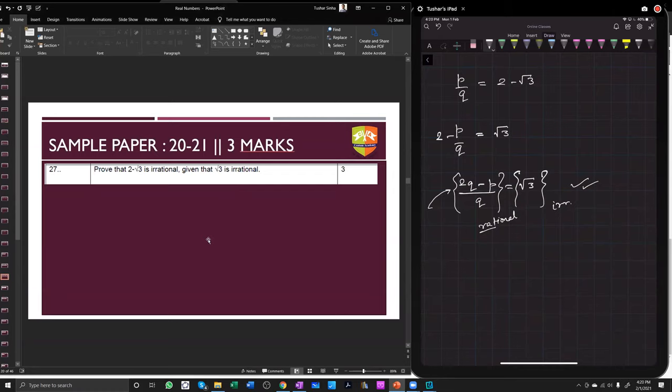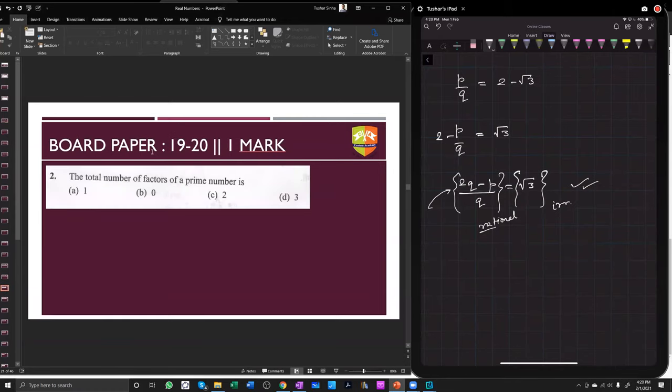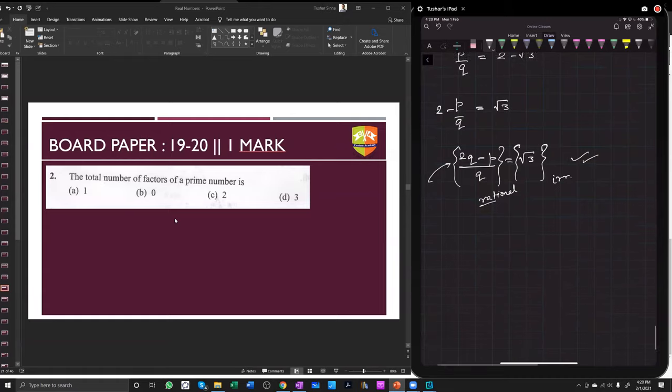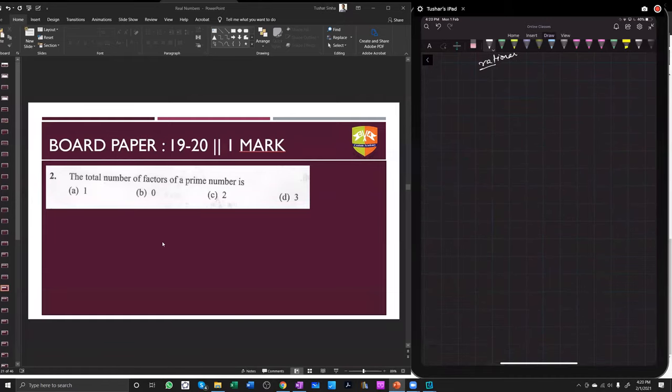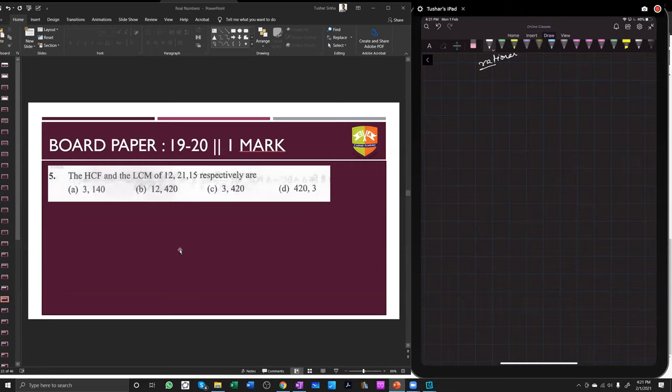Okay, so let us solve a similar question. Total number of factors of a prime number is. So two, right? Two factors are there. Be careful, you know, easy questions can be tempting. Okay, next. Now, HCF and LCM of 12, 21, 15 respectively are.